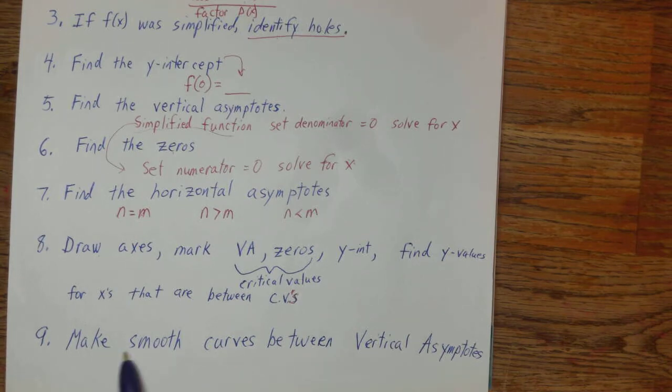Make smooth curves between the vertical asymptotes. Okay, I'm going to go to the first example on the next video.